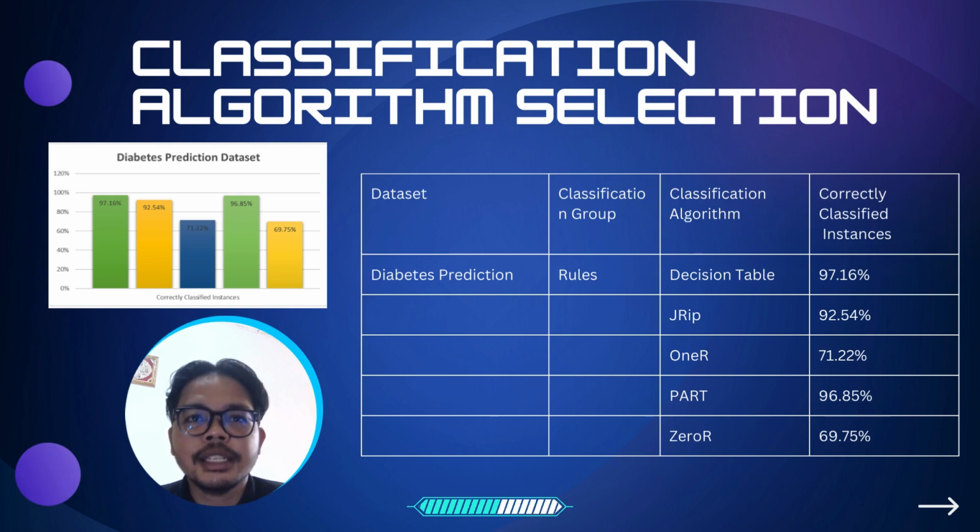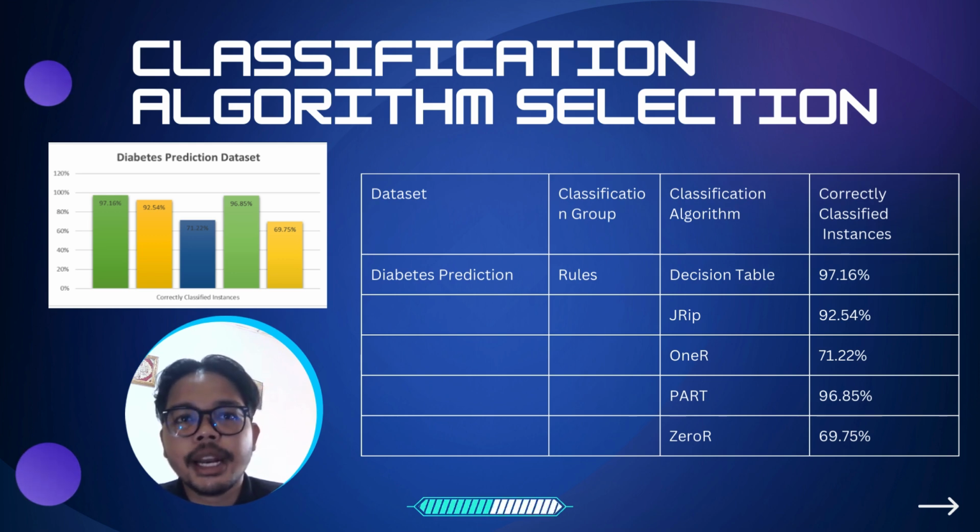First, we have the decision table algorithm. It achieves the highest accuracy, correctly classifying 97.16% of instances. The decision table algorithm summarizes the dataset into a decision table, which is a simple yet highly effective approach. This method's ability to provide clear and concise decision rules makes it particularly powerful for classification tasks.